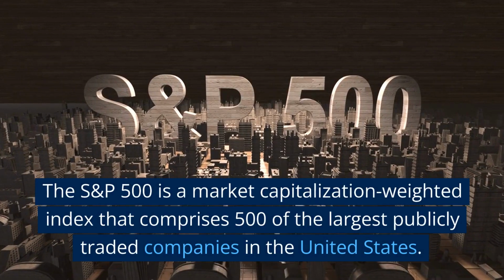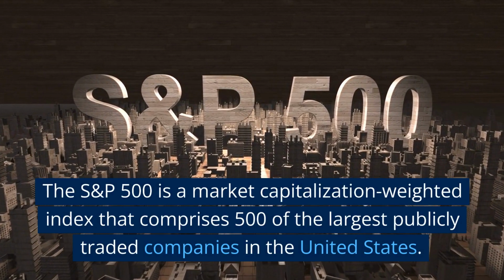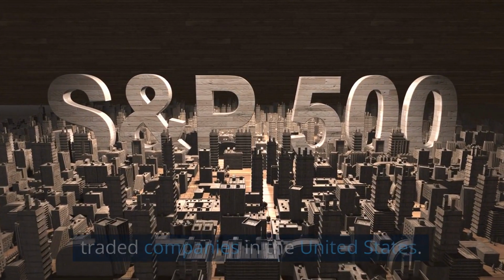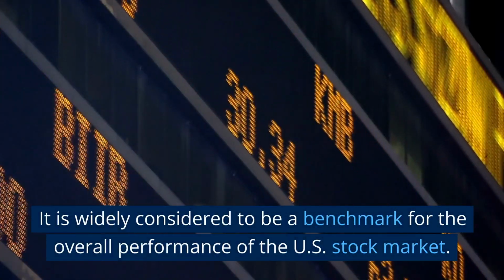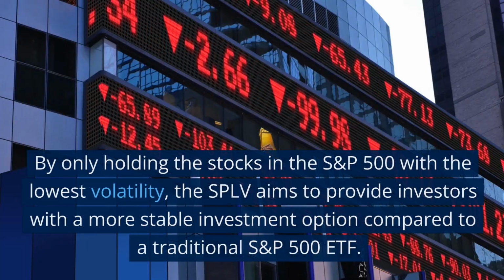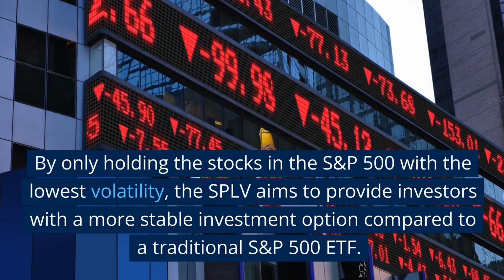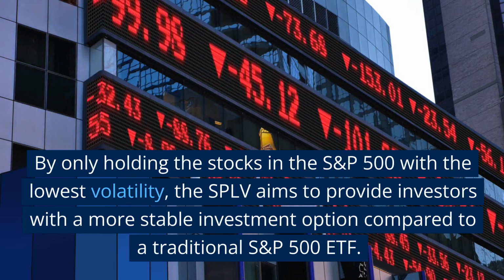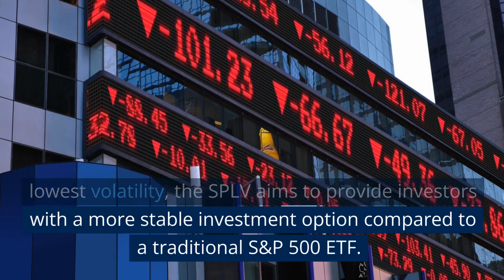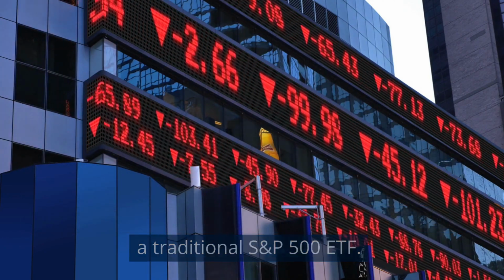The S&P 500 is a market capitalization-weighted index that comprises 500 of the largest publicly traded companies in the United States. It is widely considered to be a benchmark for the overall performance of the U.S. stock market. By only holding the stocks in the S&P 500 with the lowest volatility, the SPLV aims to provide investors with a more stable investment option compared to a traditional S&P 500 ETF.